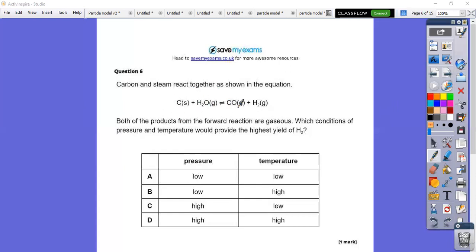So checking if it's balanced is also very important. Generally, the examiner is not trying to trip you up on questions like this. So they'll generally give you a balanced equation, okay? But look at the marks. If there's more marks than 2 on a question like this, asking about conditions, then you may possibly have to balance the equation. But this is balanced, so we're okay. But it says carbon and steam are reacting.